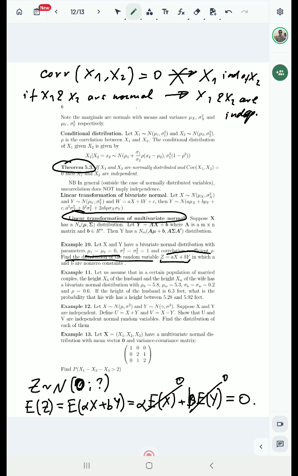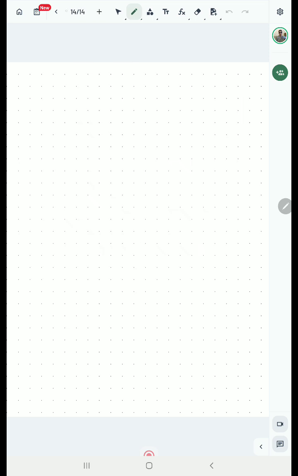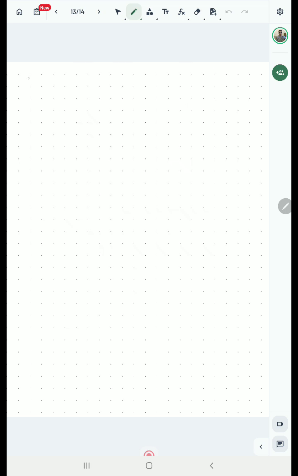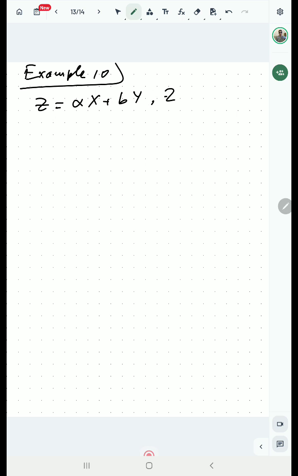And now let's find the variance. Variance is also easy to find. The variance of z is equal to the variance of alpha times x plus beta times y. And we know that you can rewrite it as, oh, maybe I have to start a new page. Just a minute, so let me write it. This is example 10. We can rewrite it: z is equal to alpha x plus beta times y, and by the theorem we know that z is normal, but we don't know its mean and variance.